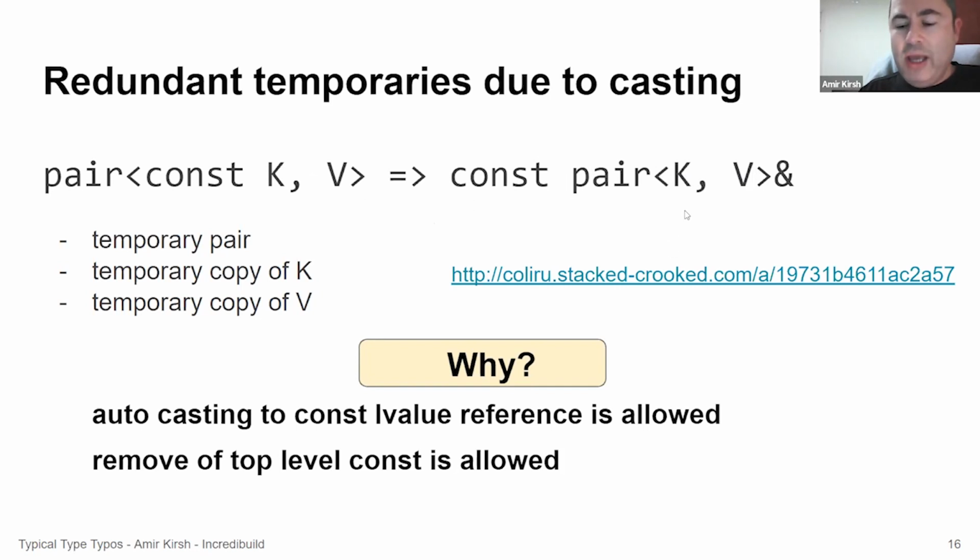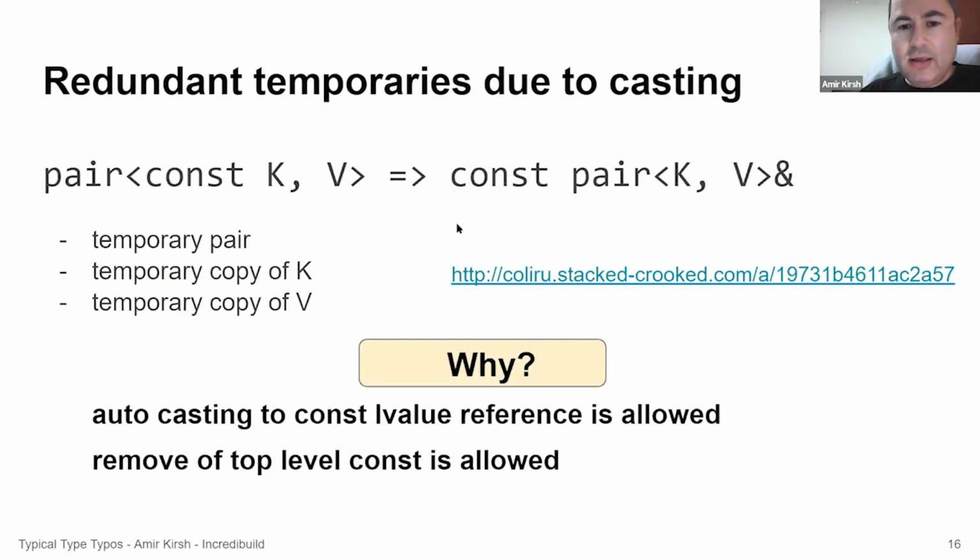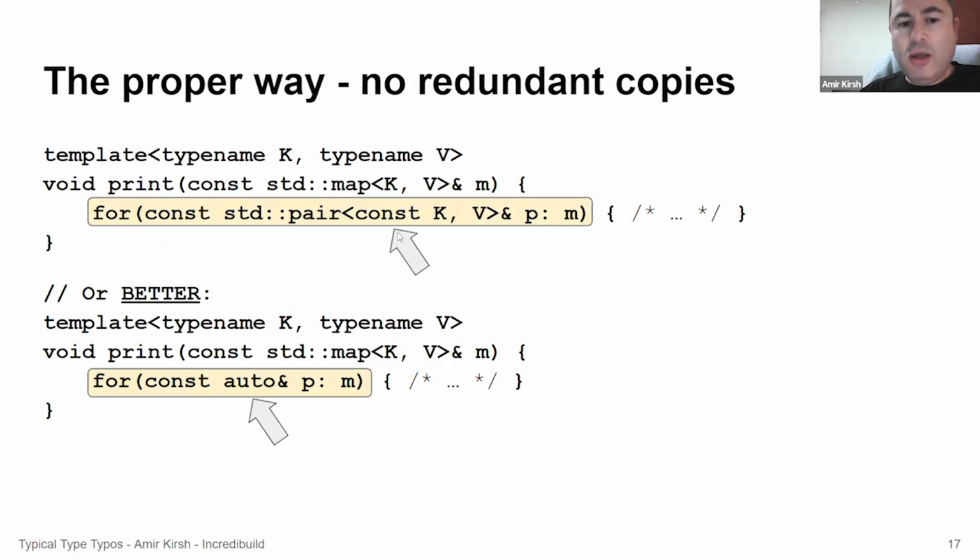Is there any other way to avoid this inefficiency rather than adding const to the key? Well, there is. The proper way to do that is to use auto. So the first option is just to use the proper type, which is a pair of const key and value. But the better way would be just to use auto, and auto would deduce the proper type, and deducing the proper type allows us to avoid this inefficiency. And this is, by the way, one of the recommendations, or one of the points in favor of using auto.